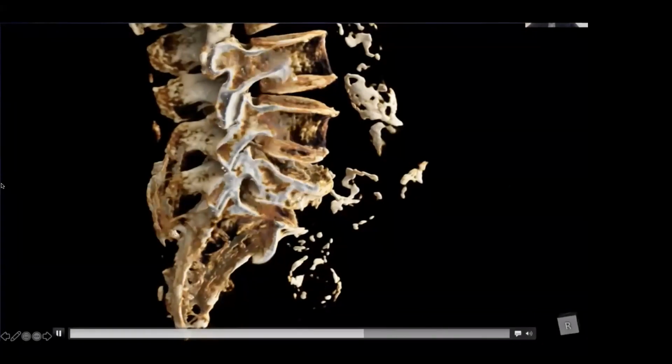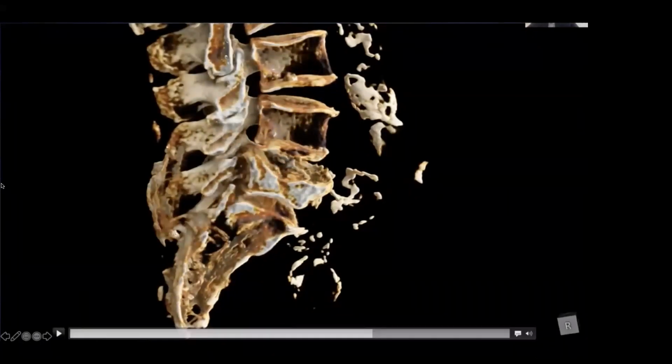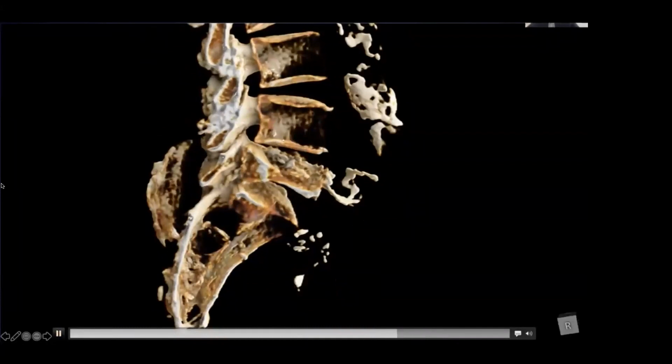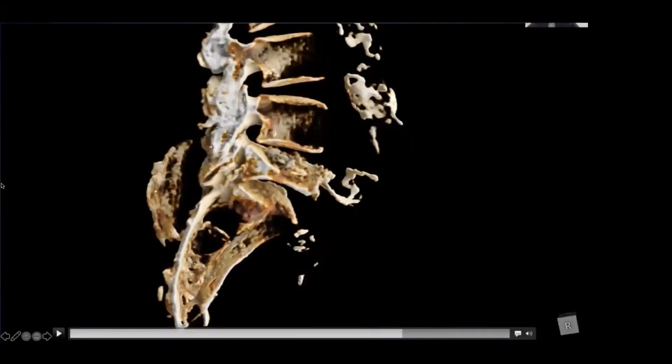We can cut through, and I'll just stop there, for example, and you can see the individual facet joints, the spinous processes. If you were planning to do some sort of minimally invasive spine procedure, you can see how this would be particularly helpful. Again, the pedicle on the opposite side, the end plates. And you can also have a sense of just how osteopenic this poor guy was.